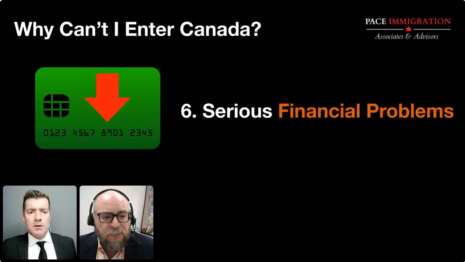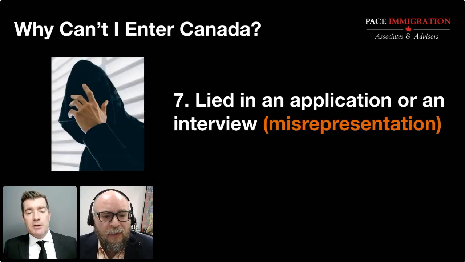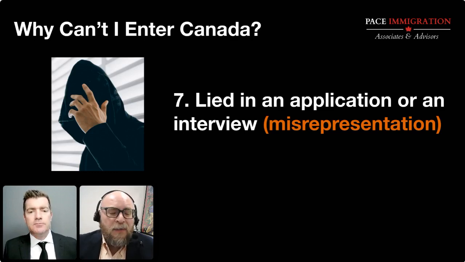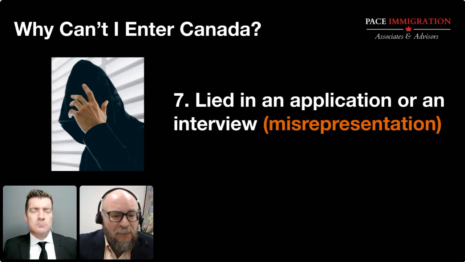Okay. Number 7, lying. And this is a big one. I know you talk about this a lot. Number 7, lied in an application or in an interview, and that comes under the umbrella of misrepresentation. Yes. So we see misrepresentation a lot. Sometimes it's an active untruth. It's like, I'm going to lie to the border officer to get X or to do X.